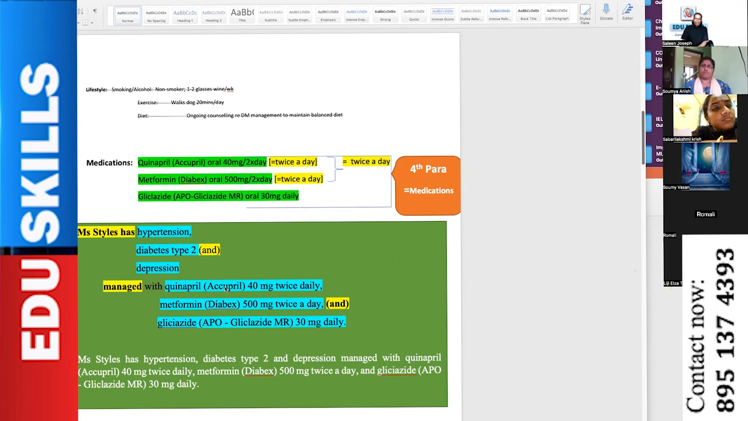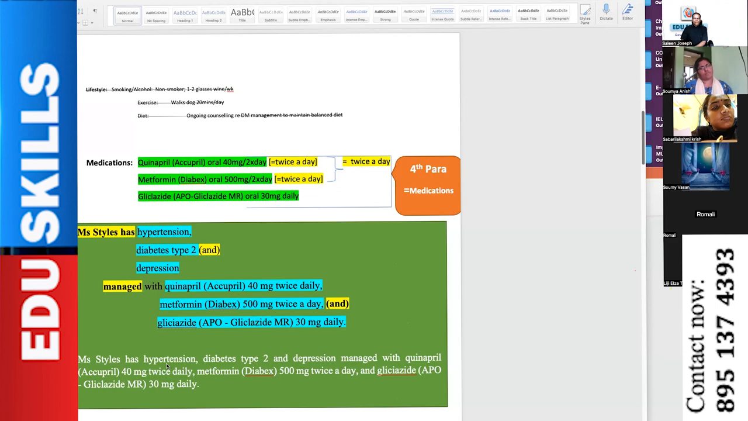Then these two are for type 2 diabetes, right? Metformin and glycoside. So you can mention she also has type 2 diabetes, which is well managed with metformin and glycoside. You can make two sentences as well. There is no issue.